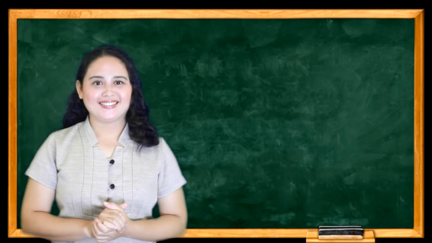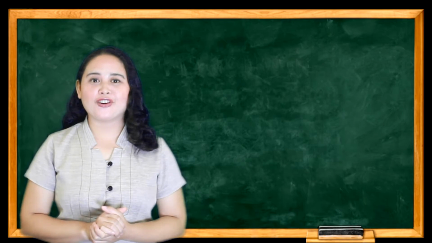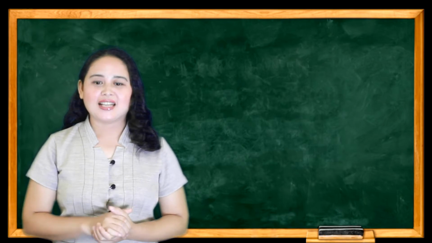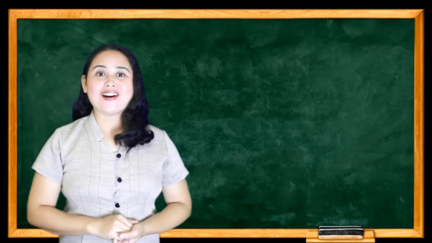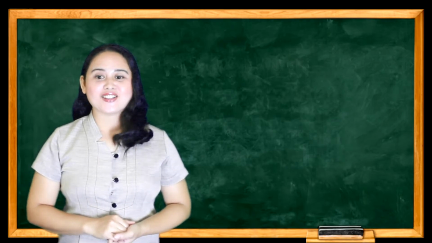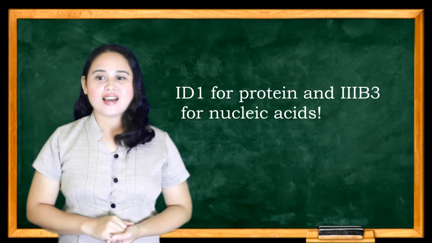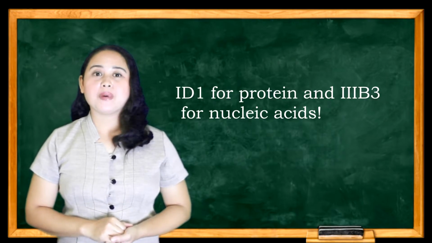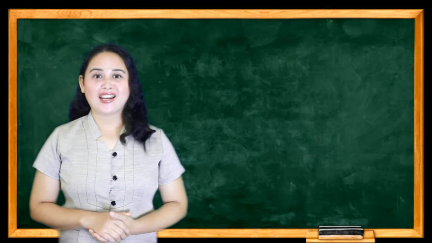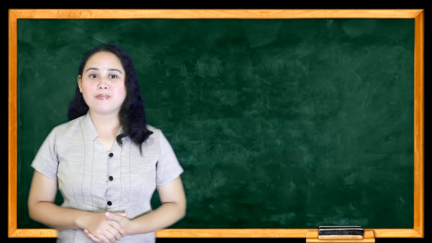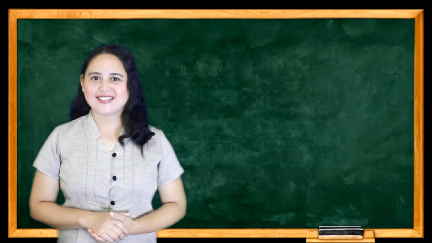Do we have the same answer? Very good! Now you answer first the 2 remaining, the protein and nucleic acid. You are right! The correct answers are 1T1 for protein and 3P3 for nucleic acids. This time, we will dig deeper to understand more about lipids and nucleic acids.